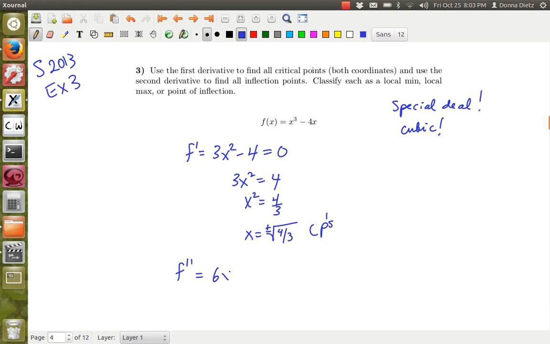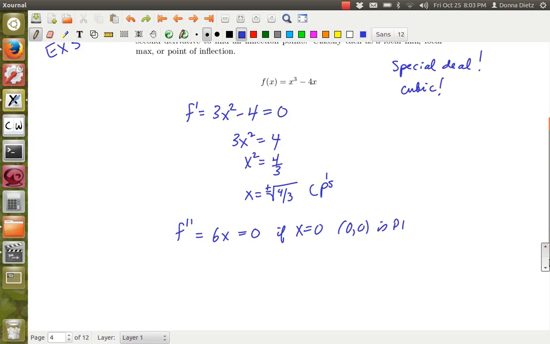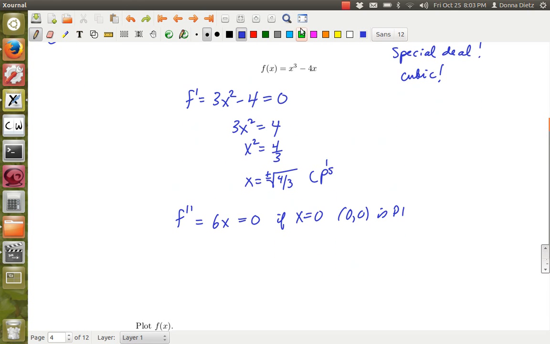Second derivative is 6x. Well, that equals 0 if x is equal to 0. So (0, 0), it's very easy to calculate the y-coordinate for that, is the point of inflection. Now, if I hadn't said you had to find both coordinates for this guy over here, then you wouldn't have to. I usually don't care, but in this case I said do it, so you have to. Sorry. Sometimes I have to eventually test you on these things, so this is one of those cases.